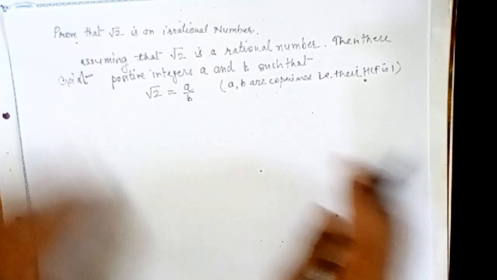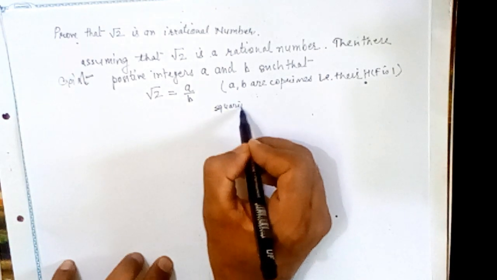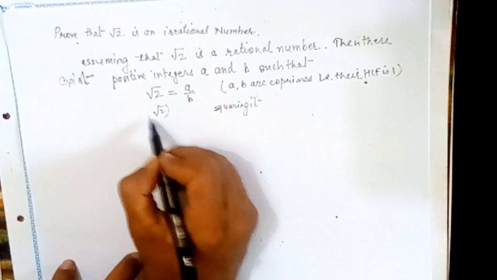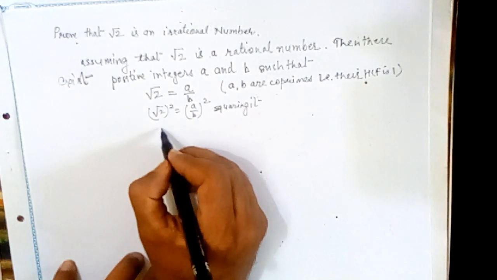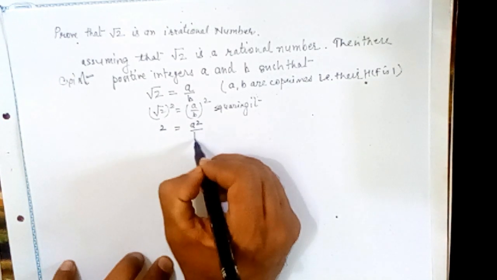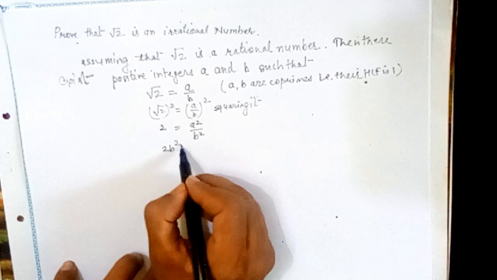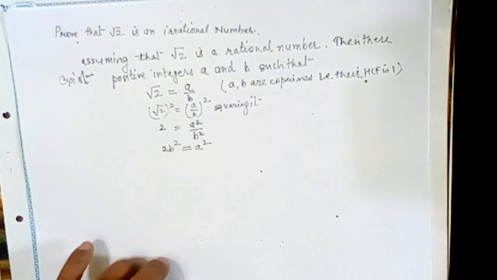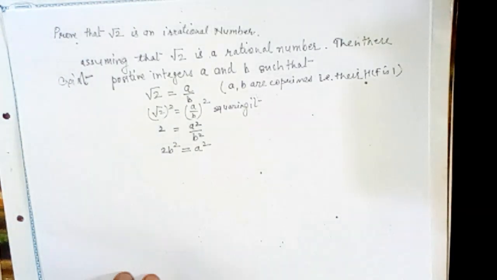Now we are going to square it, squaring both the sides. So root 2 square is equal to a upon b whole square. Now what we have got? 2 is equal to a square upon b square. Now we can have 2b square is equal to a square. Now see here, 2b square equals a square means 2 is a factor of a square. We can say 2 is a factor of a.